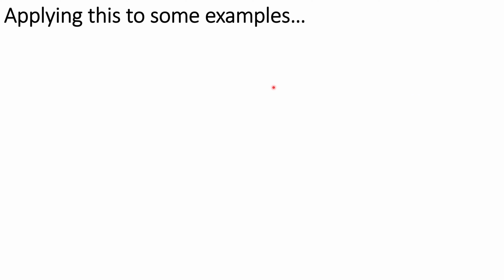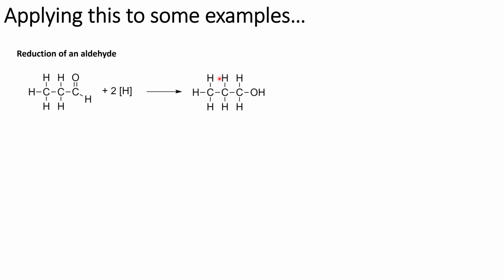Now let's apply these concepts of optical isomerism to some of the examples of nucleophilic addition that we saw earlier. The first example of nucleophilic addition we looked at was the reduction of an aldehyde. Reduction of aldehydes always results in the formation of a primary alcohol. The only part of the molecule that's changed is this end carbon here. So this is the carbon that we need to look at when we're considering whether optical isomers could be produced.